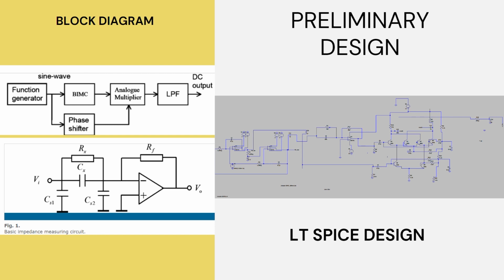The LPF is a low pass filter, and its output voltage is related to the resistance and capacitance. So we do the reverse calculation and get the values of R and C from there. This is our preliminary design, and this is the LTspice simulation we did for it, and it was working well in simulation.